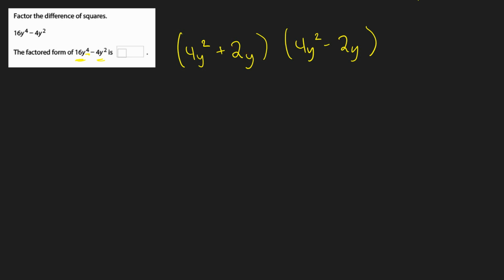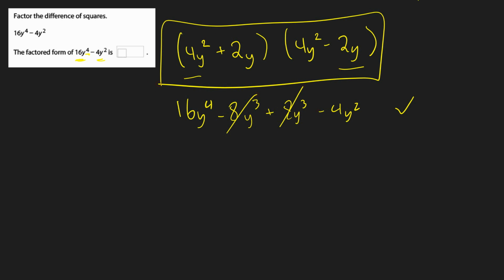Check my work just to be sure. First times first, I already did that one, right? So that's 16y to the fourth. Outside times outside, so let me just write this here. This is the outside, this is the outside, right? So 4 times 2, and there's a minus, so that's minus 8. Y squared times y is y cubed, 2 plus an invisible 1. Inside times inside, plus 8y cubed, and then last times last, minus 4y squared. These two cancel. Yay, I did it right. And there's my answer. Not too bad, right?